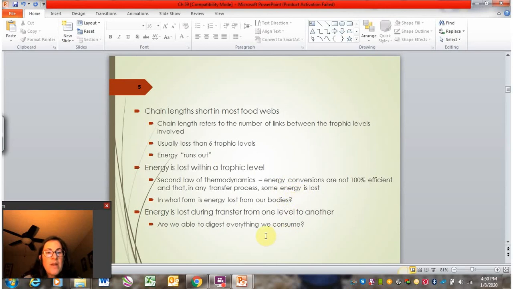In addition, when energy is being transferred from trophic level to trophic level, there's not 100% passage and ability to transfer that energy just because of digestive limitations. So we obviously don't digest everything we consume. That's why we have to go to the bathroom. And so there's quite a bit of stuff that just is not able to be efficiently digested.